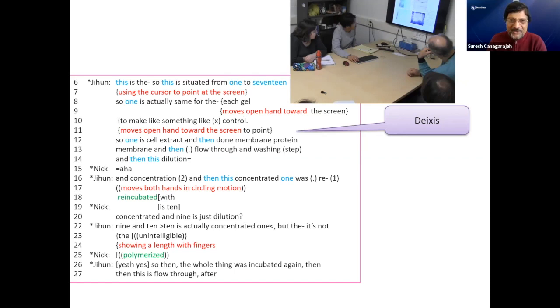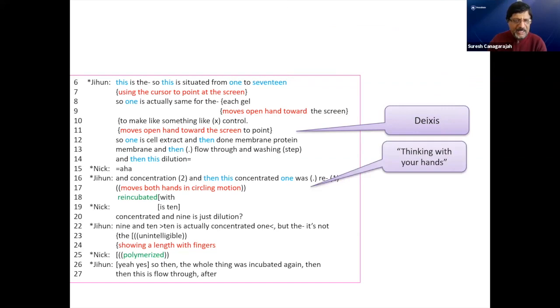So note that in line 6, there are two this references. The first this is used contrastively with the second this. We wouldn't know that unless we looked at Jihoon's use of the cursor to point to the screen. So the fact that all of them are seated around the monitor and looking at the visuals helps Jihoon to communicate his meaning. We also see then that his gestures help a lot in addition to the use of his cursor, but it also helps Jihoon himself in his communication.